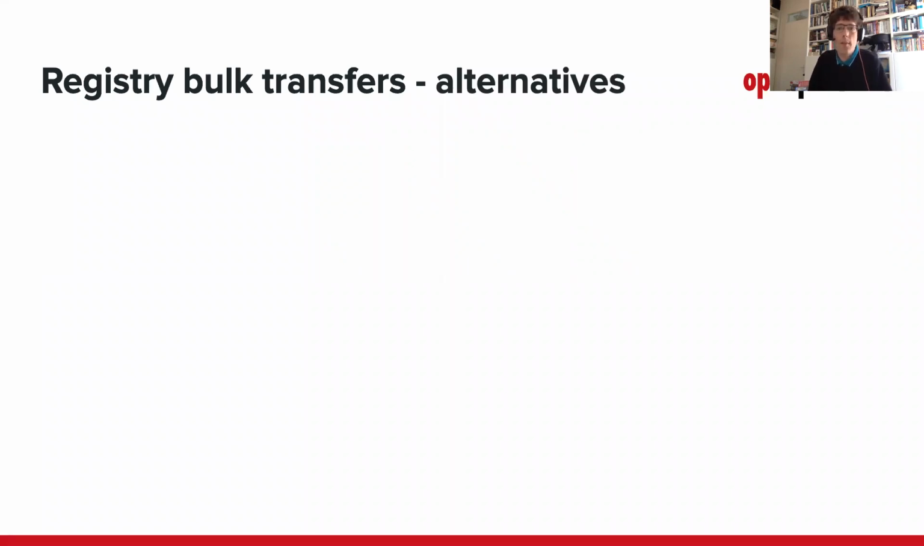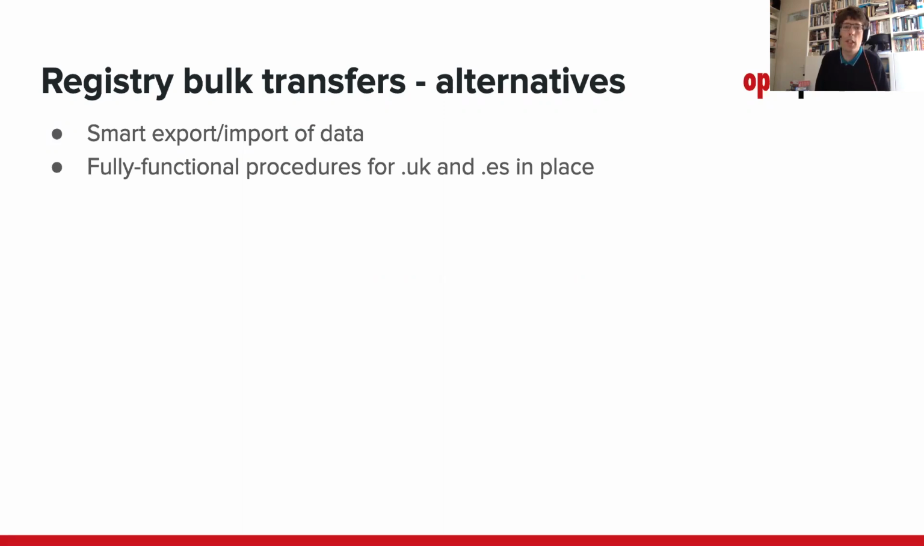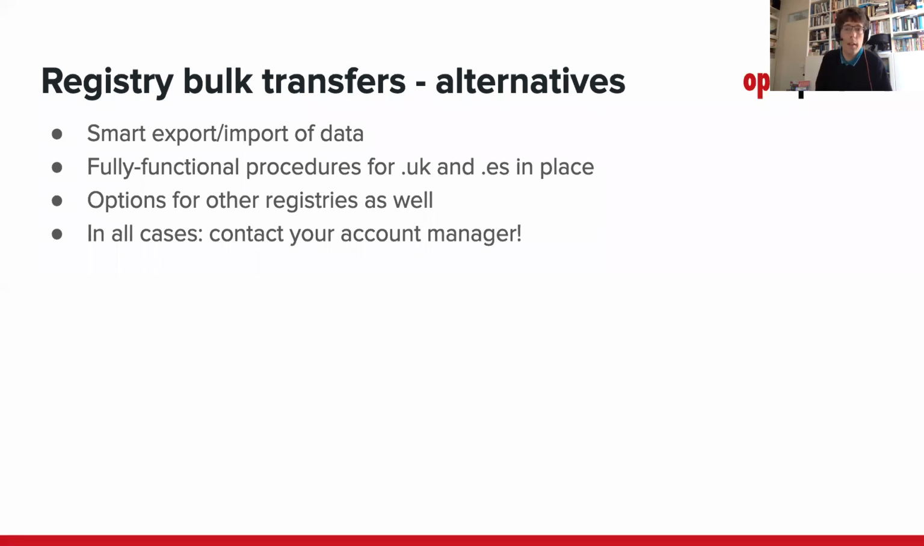Some registries don't offer bulk transfers, and for them we have created tools to make life easier. They work by smartly exporting and importing data. Two examples of those scripts, which are the most heavily used, are for .uk and .es. If you have another registry where you are accredited yourself, let us know. In most cases, we have the ability to do something. As a last resort, it could be through EPP or whatever. So we can do a lot for you. Again, your account manager will be busy the next days.